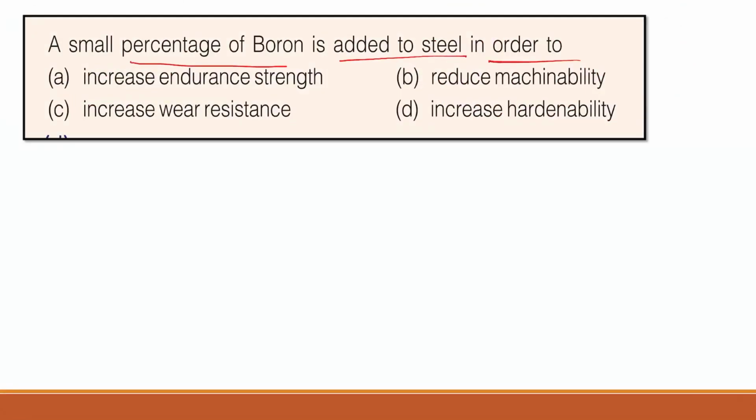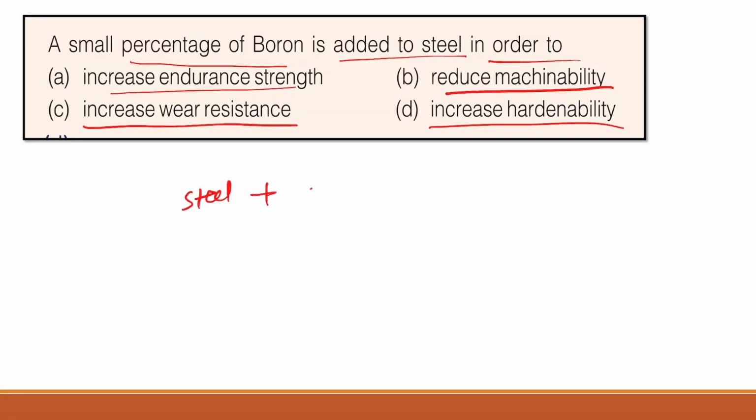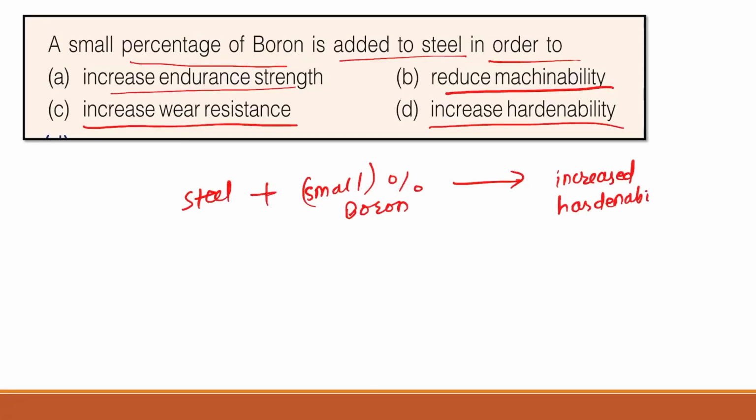So moving on to the next question, a small percentage of boron is added to a steel in order to. Here options are increase endurance strength, reduce machinability, increase wear resistance, increase hardenability. So there is steel, and if we add a small percentage of boron to it, we get increased hardenability. So the correct answer is D. Remember, it is a very factual question, it is found out by doing experiments.